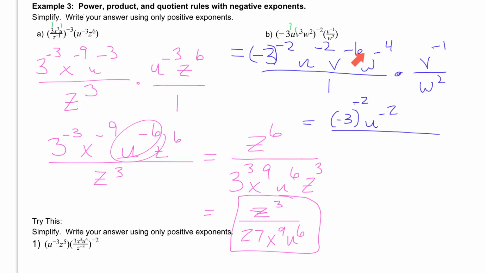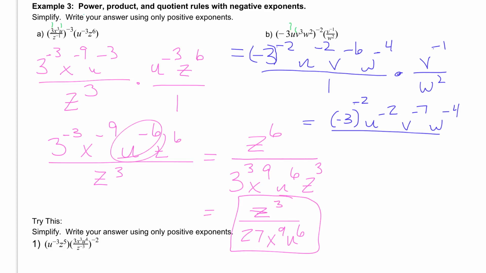Taking a look at our v's, we have a v to the negative 6 and a v to the negative 1. Multiplying these tells us we'll add those exponents. So we get v to the negative 7. And then we have a w to the negative 4. Again, nothing to combine it with on this same level or the numerator. So w to the negative 4 also stays in the top.